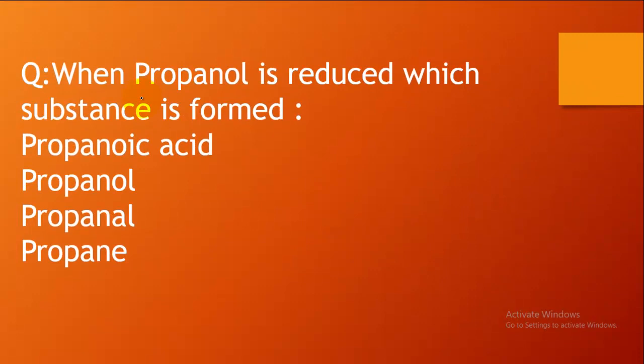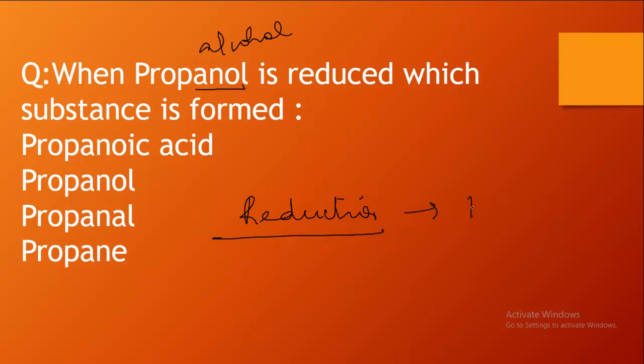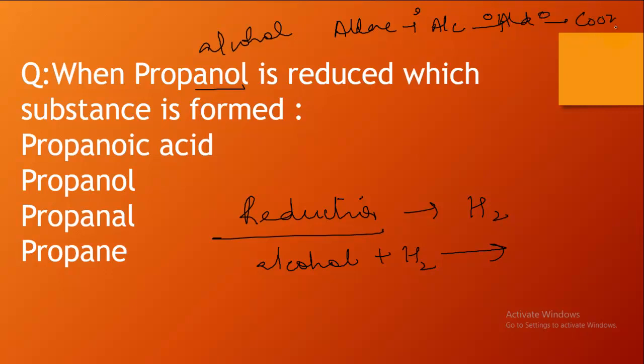Next question is, when propanol, that means alcohol, is reduced, which substance forms? We know that reduce refers to reduction, and reduction means addition of hydrogen. So basically what is asked is, when alcohol is reduced, what do we get? We know that when we oxidize alkane, we get alcohol. When we oxidize alcohol, we get aldehyde. When we oxidize aldehyde, we get carboxylic acid.